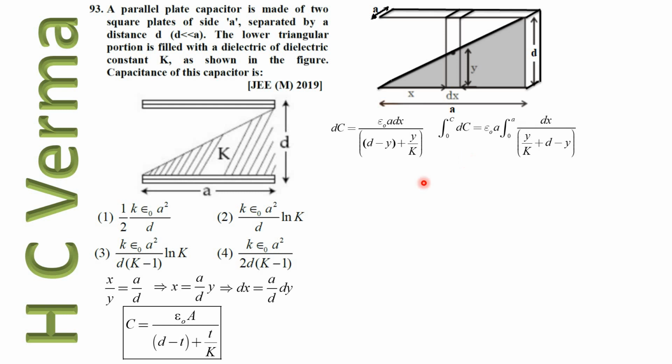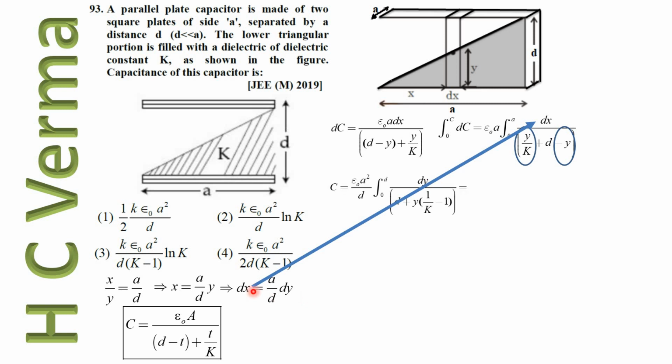Further, here you see d minus y plus y by k. There are two terms containing y, so y can be taken common, and you are left with 1 by k minus 1. From these two terms, take y common, and replace dx by a by d into dy. One a was already there, so a square. And from these two terms, y has been taken common, leaving 1 by k minus 1.